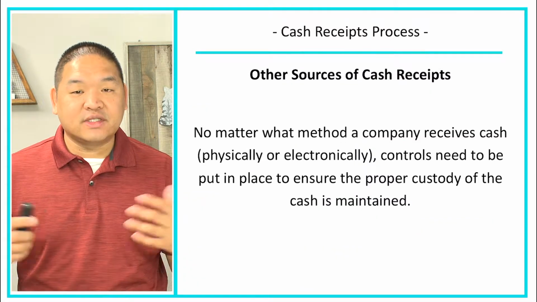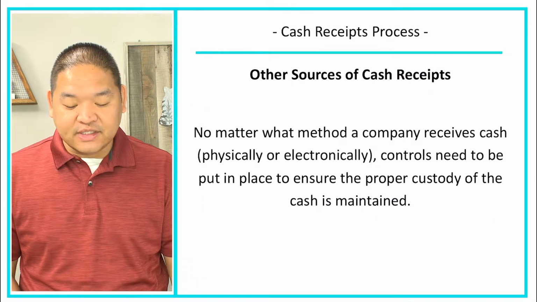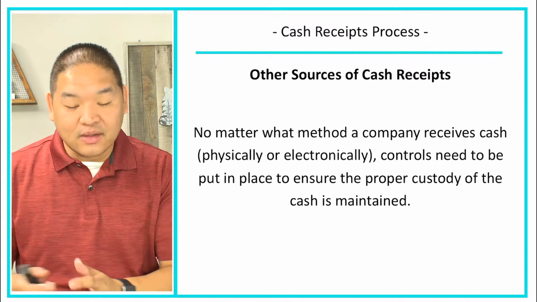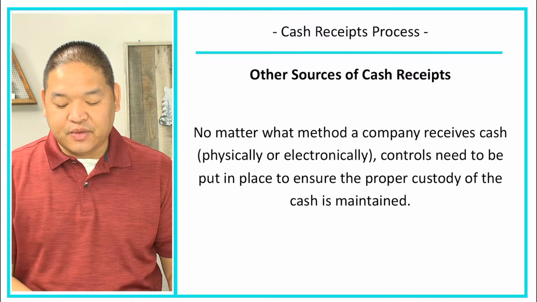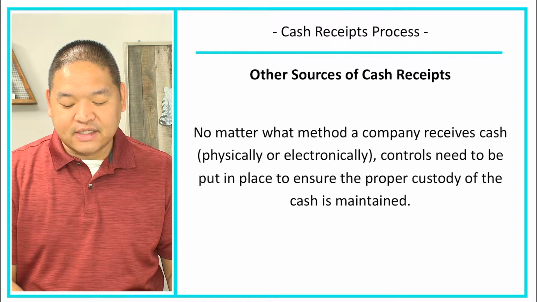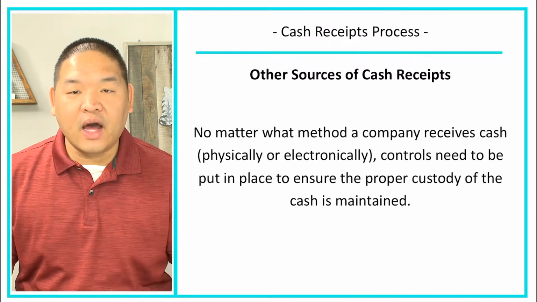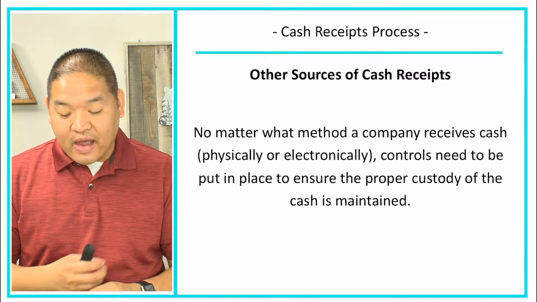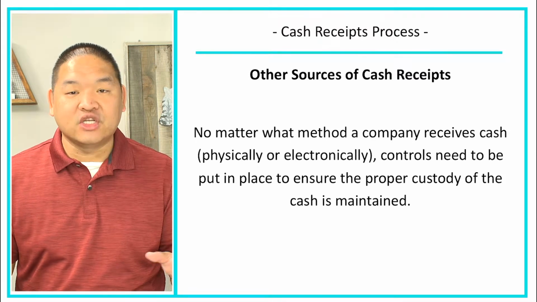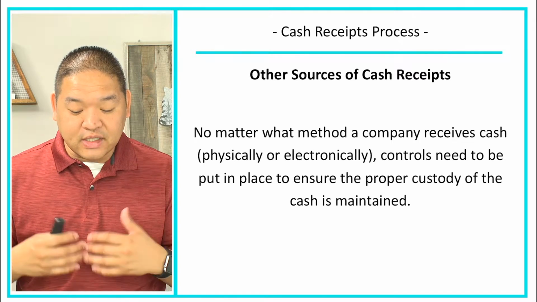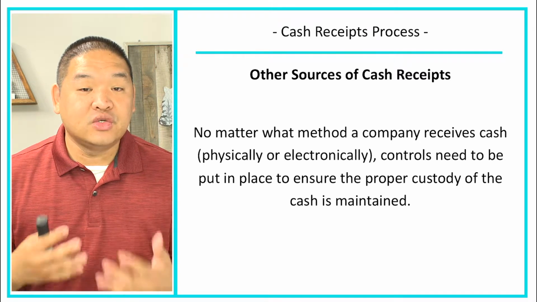Other sorts of cash receipts. No matter what method a company receives cash, whether physically or electronically, controls need to be put in place to ensure the proper custody of the cash is maintained. So no matter how we do this, no matter what other ways we might collect cash, we still have to have this proper custody of cash. And in order to do that, we'll use internal controls to make that happen.